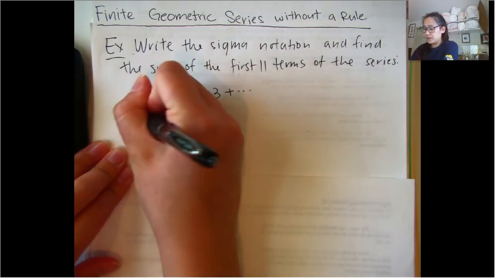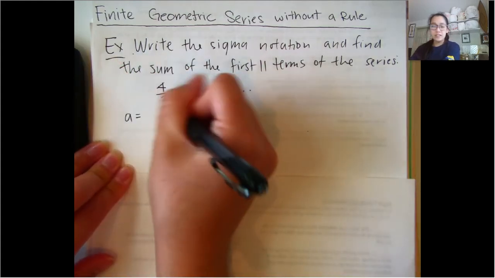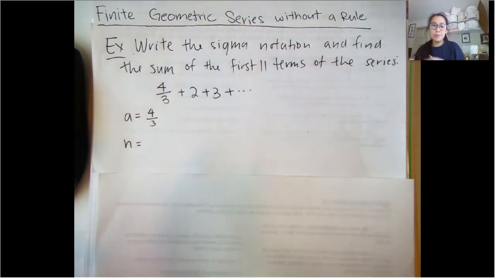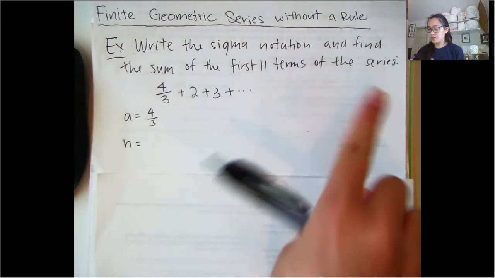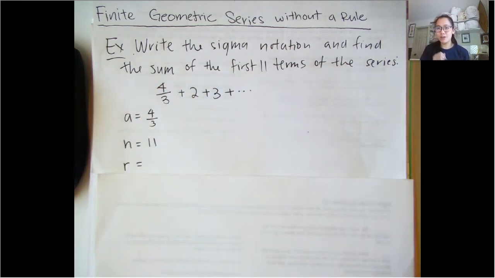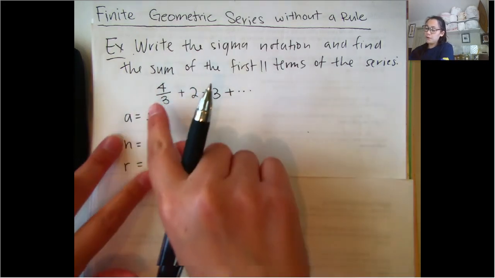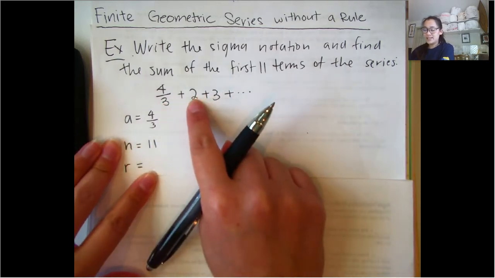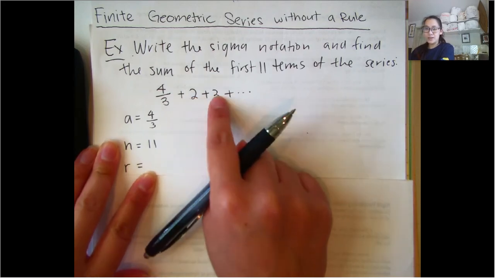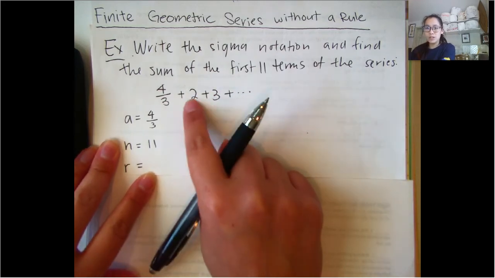So A is your first term. What is the first term? Well, that is 4/3. N is the number of terms, and the problem tells you we're using 11 terms, so this is 11. And R is our common ratio. That's basically what number you multiply by to get from one term to the next term. So you're doing 4/3 times what number is 2, and then 2 times what number is 3. And so you can basically just divide one term by the previous term.